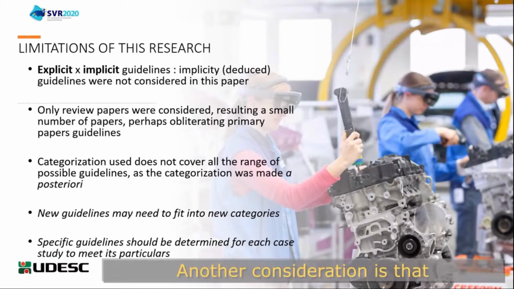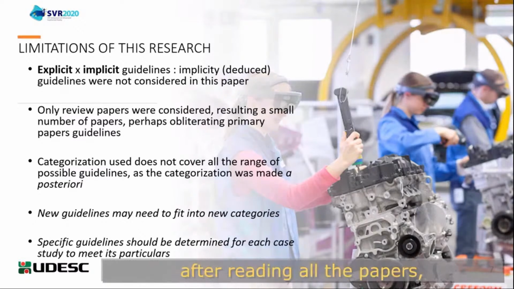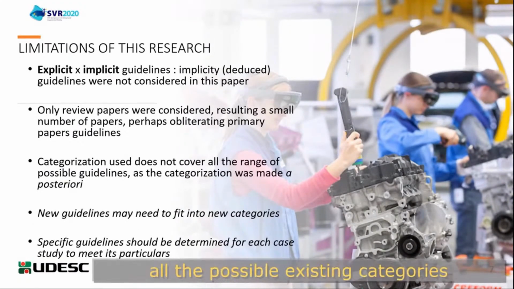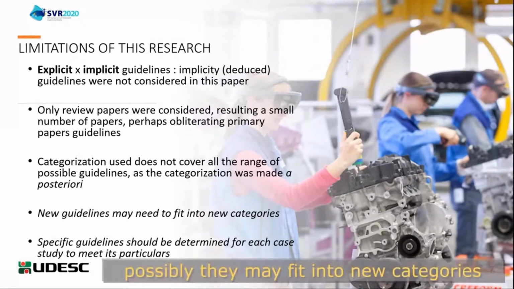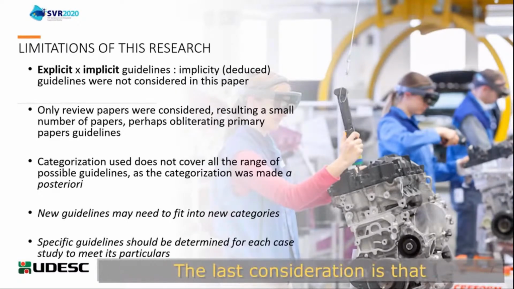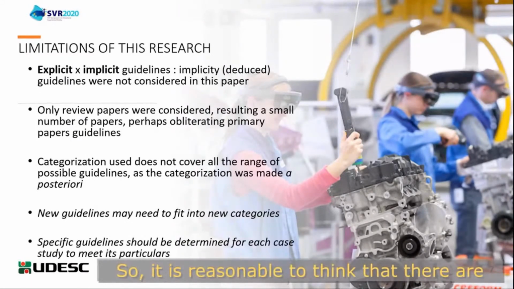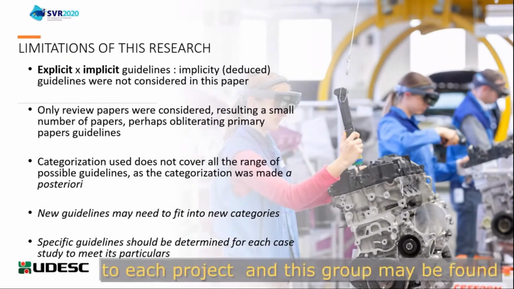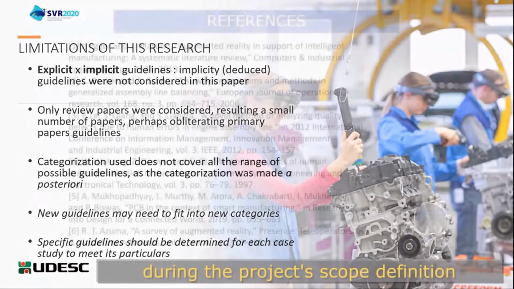Another consideration is that we categorized the guidelines found after reading all the papers, based on what we found. So, the categories probably do not cover all the possible existing categories. If new guidelines are found, possibly they may fit into new categories. The last consideration is that we collected general guidelines so that they would be useful in the majority of new designs. So, it is reasonable to think that there is another group of categories that are related to each project, and this group may be found during the project scope definition.